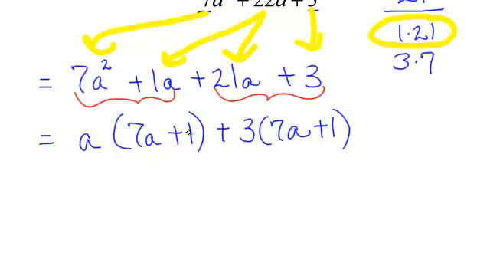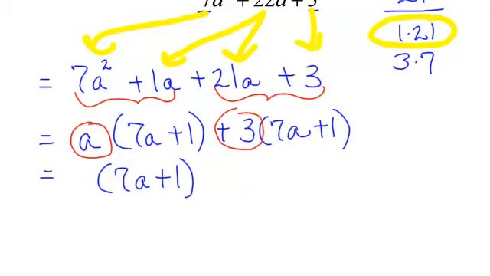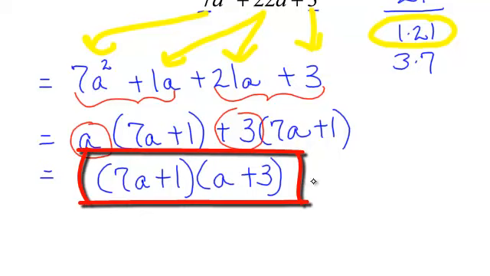I now have a times 7a plus 1 plus 3 times 7a plus 1. And yes, what do they have in common? You're right, it is 7a plus 1. When I pull that GCF out, I will have a plus 3 remaining for my other binomial. Once again, it doesn't matter which order you write these binomials. I could write a plus 3 times 7a plus 1.